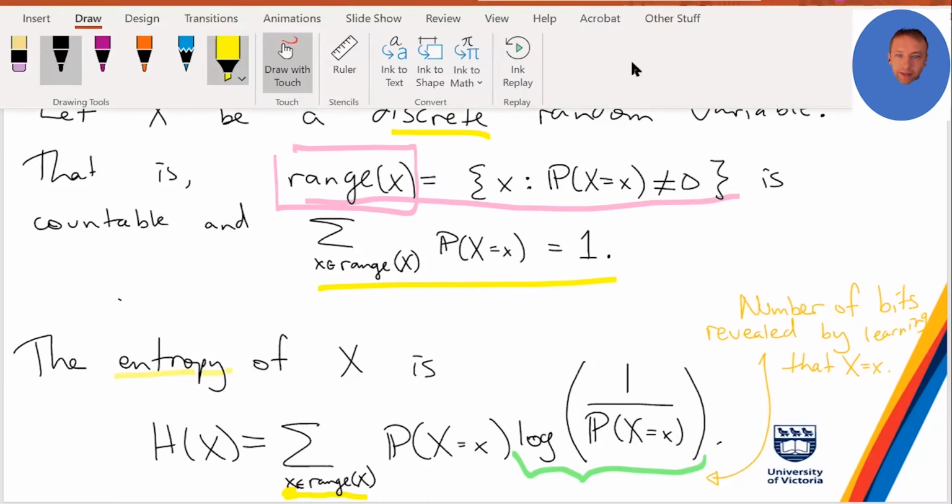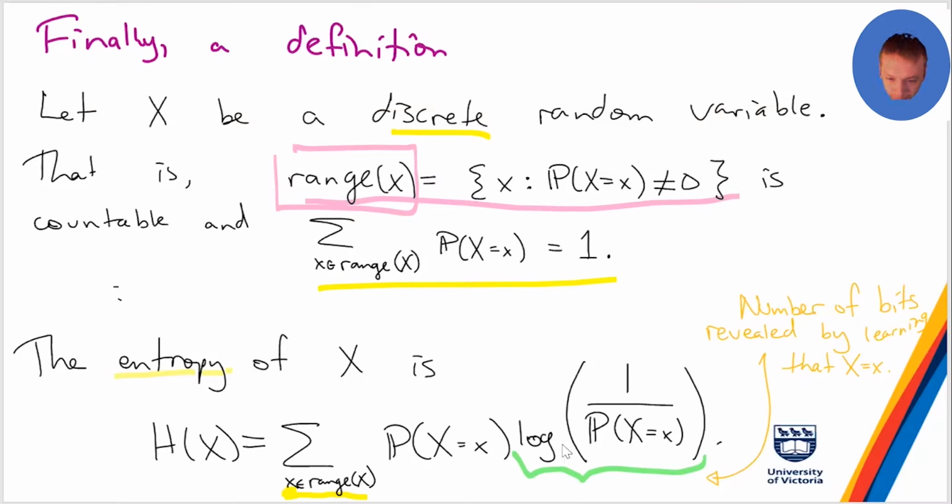The way you should think about this is, and maybe I make this base 2, but it doesn't actually matter, we can make it base 2. If you think about just the log part, you think about that as being the number of bits you learn when you find out that x equals little x. So if the probability that x equals little x is a quarter, then revealing that x equals little x reveals 2 bits of information. If it was an eighth, it reveals 3 bits of information. If the probability is 1 over 100, it reveals log of 100 bits of information.